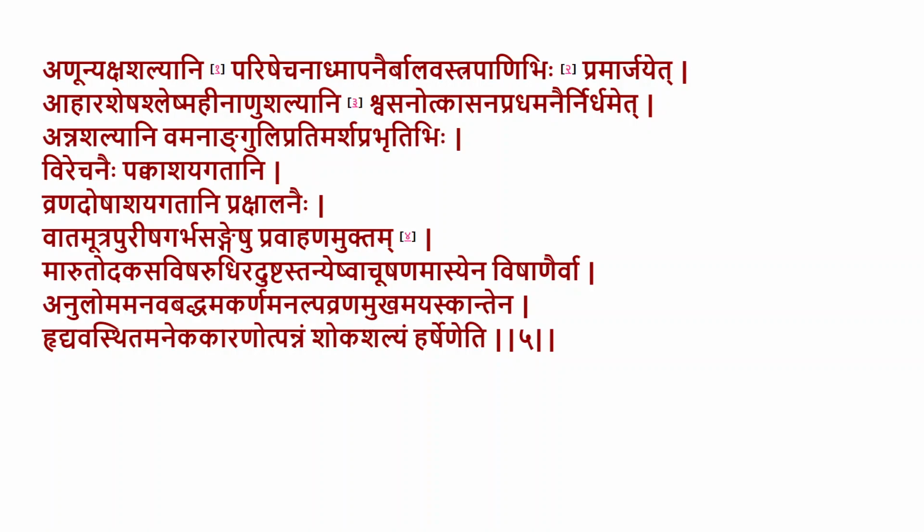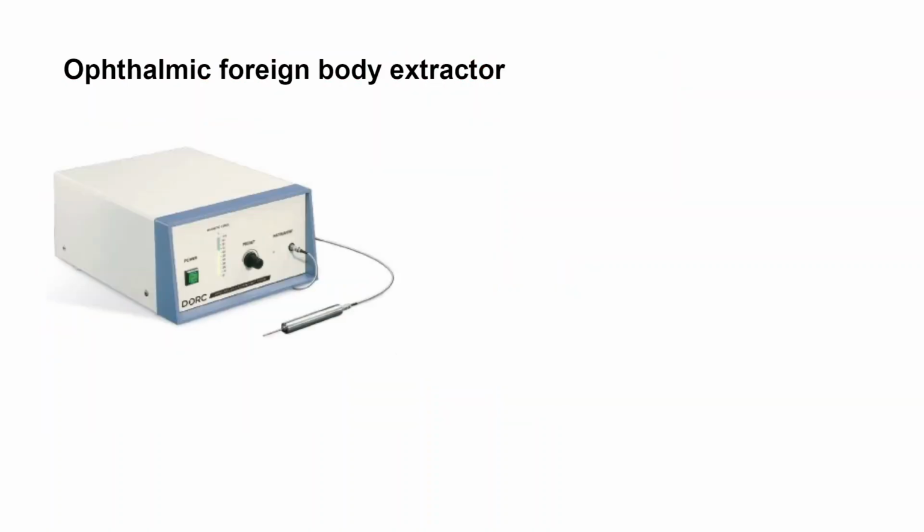Anulomam anavadam akarnam analpa pranamukham ayaskantena. Ayaskanta, or a magnet, is used to remove a shalya located over the surface, where direct handling with an instrument is not necessary. The important point is that in the present day, in every industrial hospital, there is a need to have an ophthalmic foreign body extractor which makes use of static electricity, and particularly this is used to remove an object which can get into the eyes.